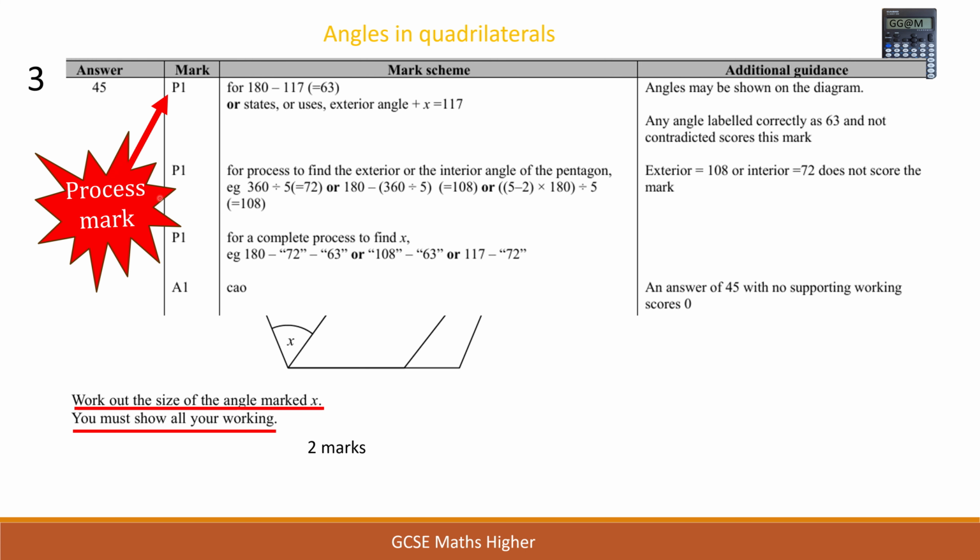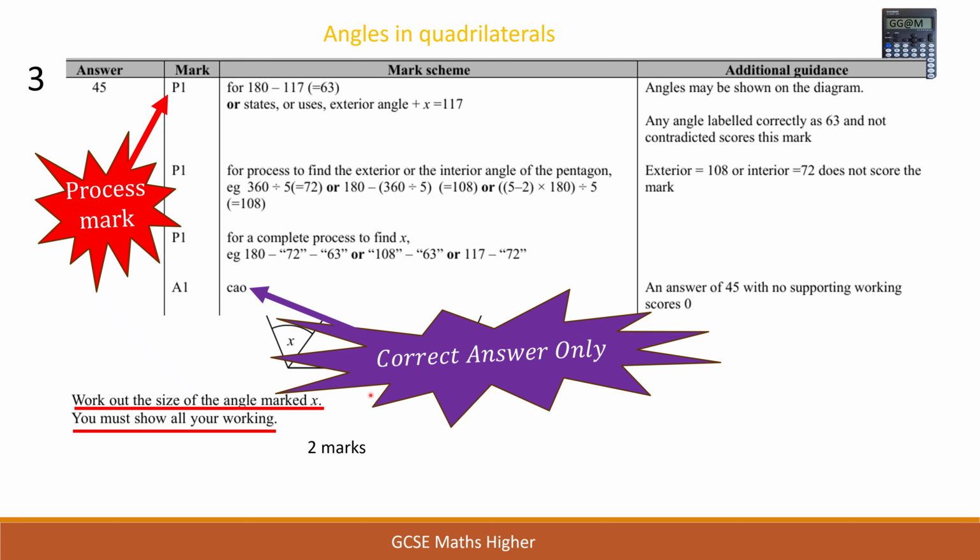P stands for progress mark, so basically showing your method. CAO means correct answer only. Give yourself a big tick if you got it correct. Well done. Please comment below to let me know how you found this question.